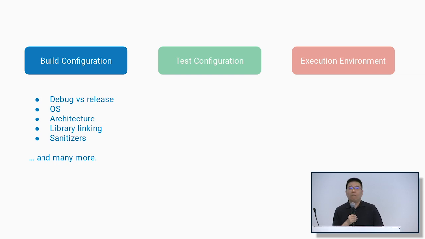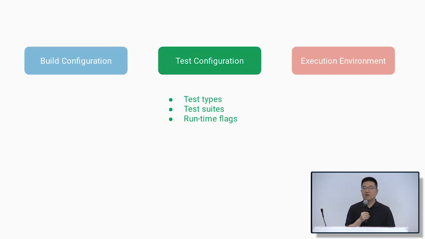Before we run this, we have three steps to configure the test. First is the build configuration. For example, are you going to build a debug or release build? Which OS: Windows, Linux, iOS, or Android? Architectures could be x86 or ARM. And library linking is dynamic or static. Next is the test configuration. You need to make sure what kind of test type: is it a functional test or a performance test? Or you make sure of the test suite. What kind of test suite do you want to run? And you can also set up a runtime flag.